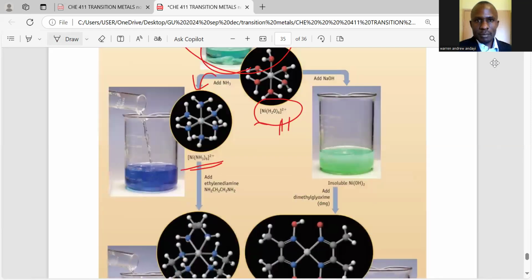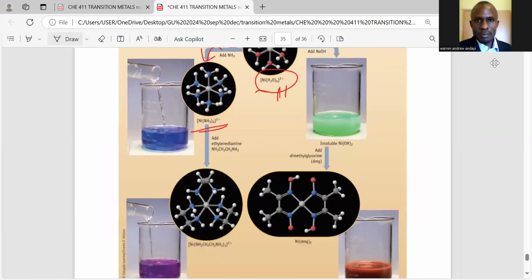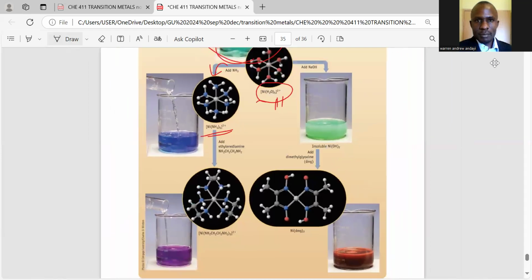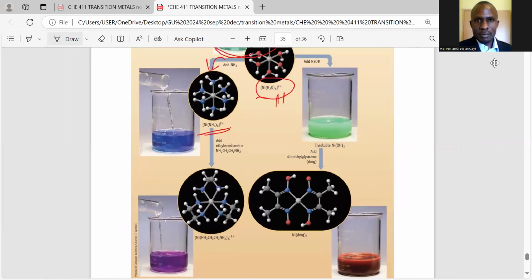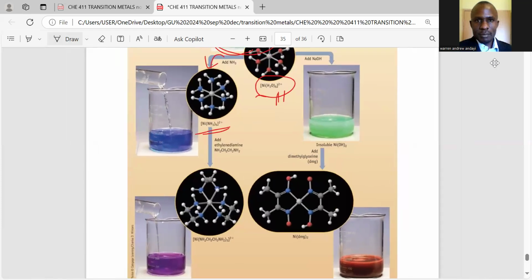Then we put in ethylene diamine. Ethylene diamine is a more potent ligand. So what does it do? It displaces ammonia from there. It gives us this complex, okay? Remember, ethylene diamine, it's 2. It picks 2 at a time, so you need only 3, okay? So you get your ethylene diamine complex.